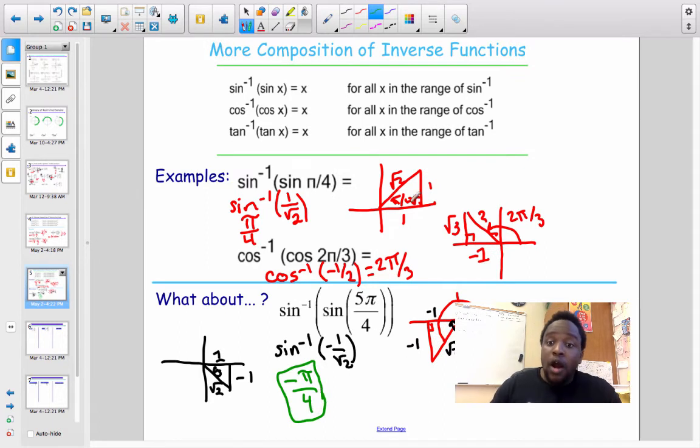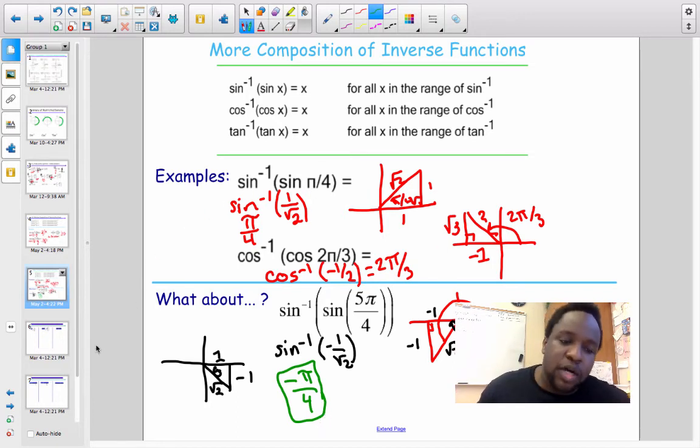So this time, this number was not in the range of inverse sine, so we couldn't just say that this was going to be 5 pi over 4. We needed to create a second triangle, and that's why we have this step here to make sure that we get this correct. Okay? So let's get a little bit more practice.